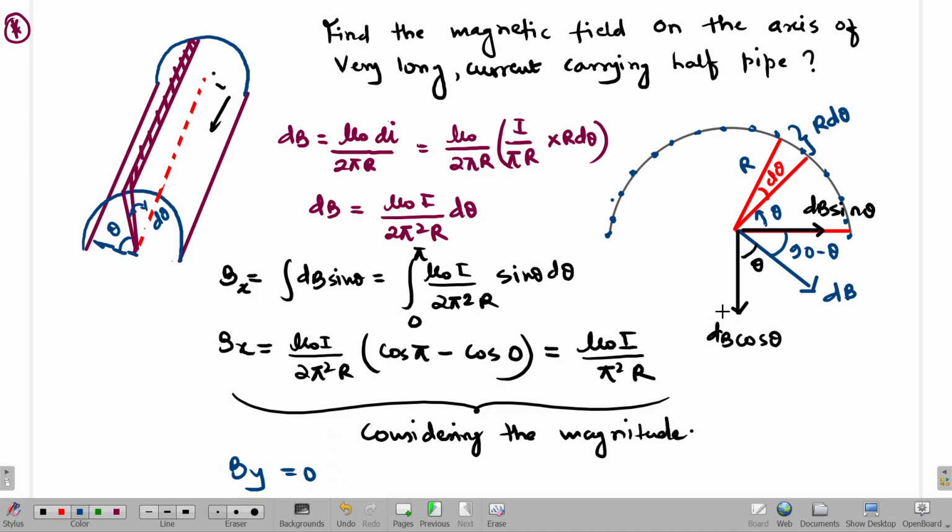B_y is how much? 0. It means this component of the magnetic field does not exist. The net magnetic field component is only along the x axis, which is towards this side. Are you able to get me or not? Is that clear? Right. Totally clear?